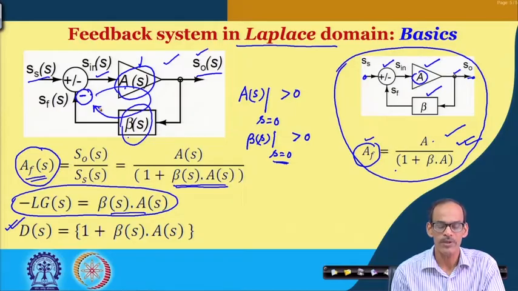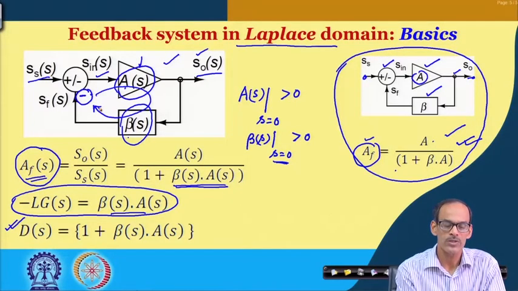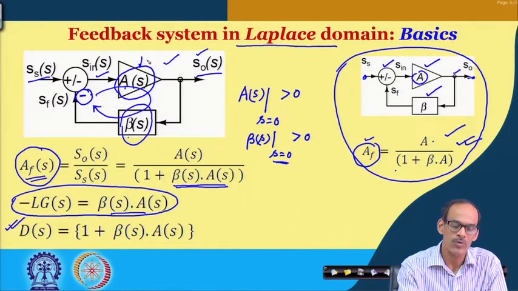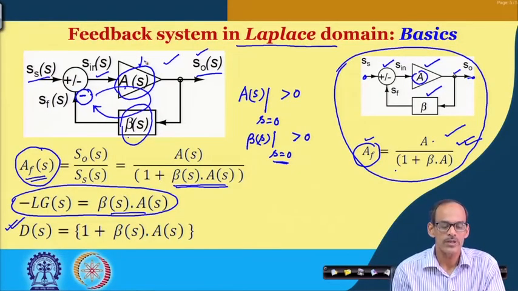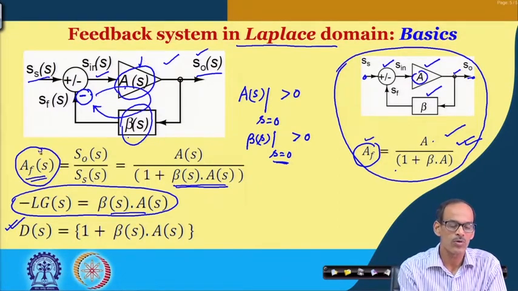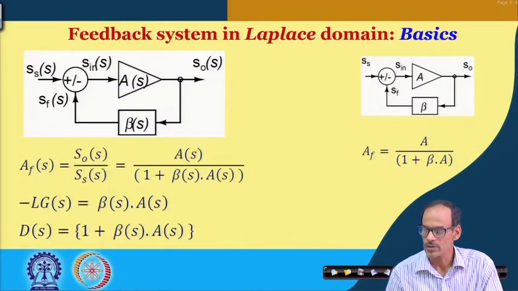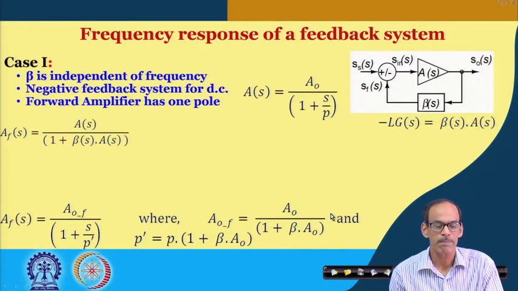But of course, depending on the situation, the location of the pole may create some issues, which will be discussed later, but let us try to see them one by one. Suppose this A has one pole, then what is its influence on the location of the pole of the feedback system? So, to start with, let us consider case 1.